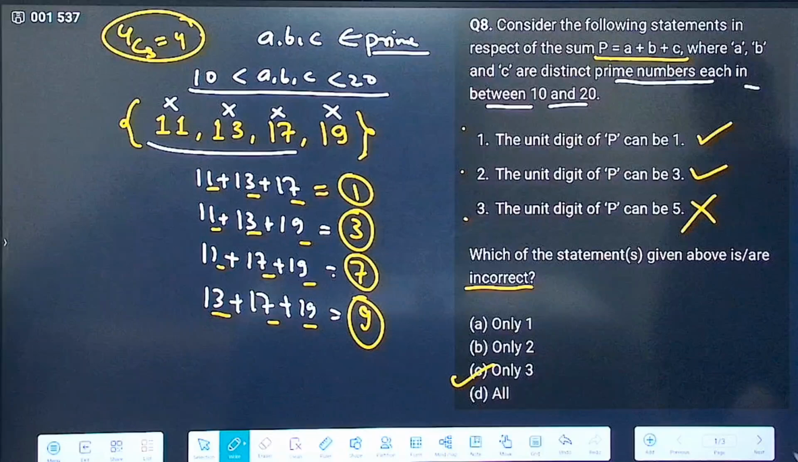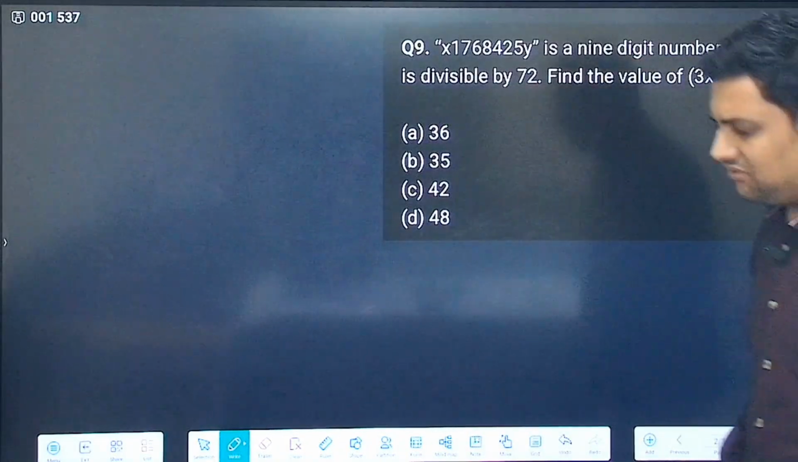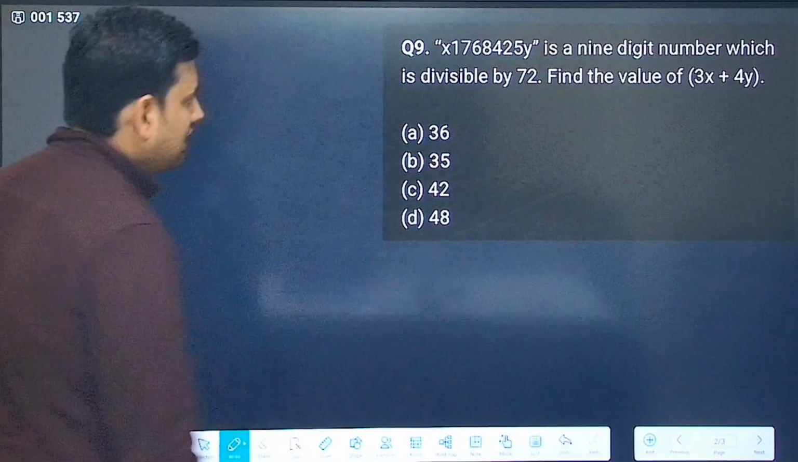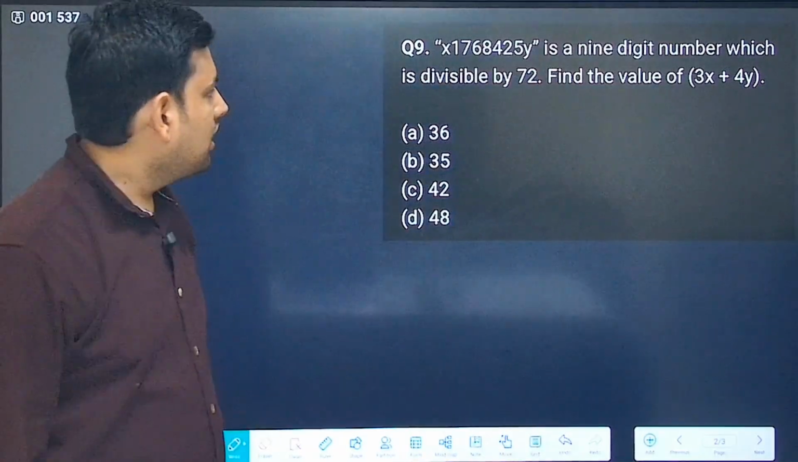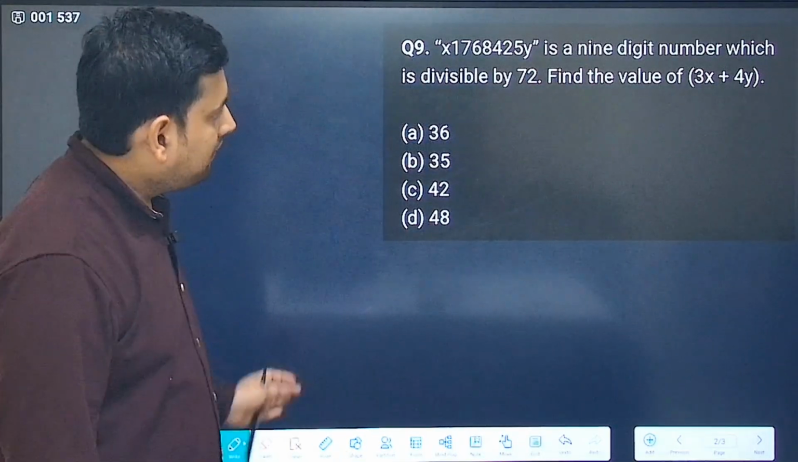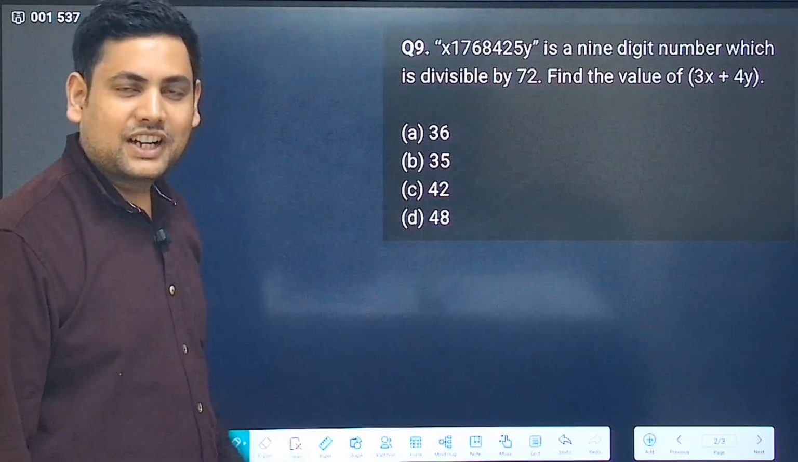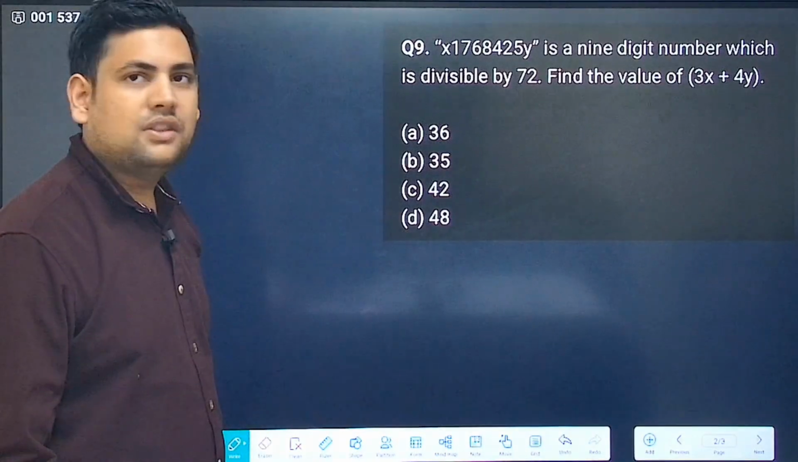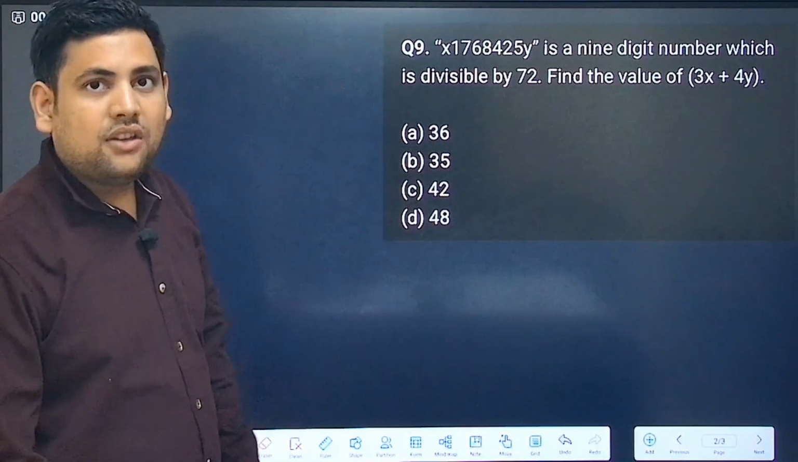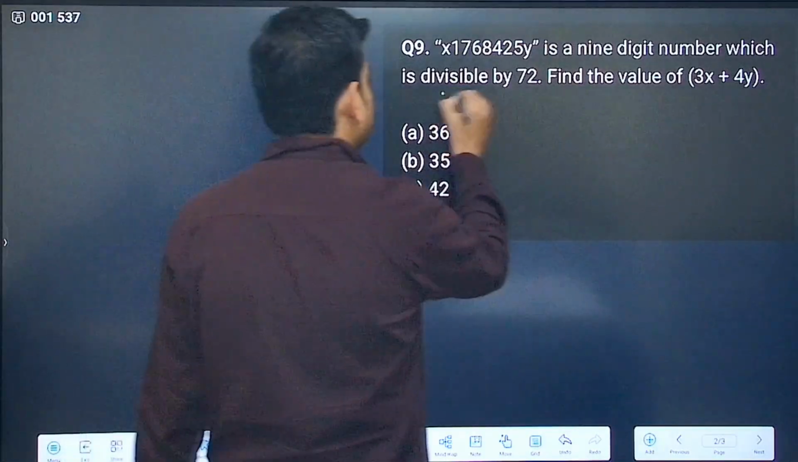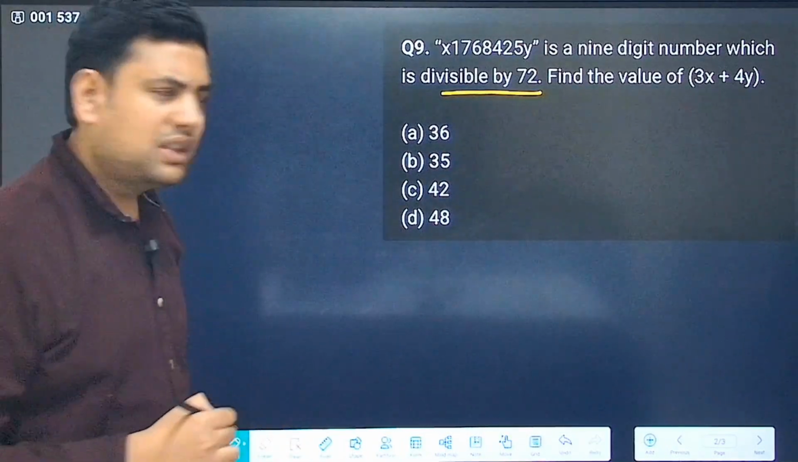Now, next. Again, a very simple question. This is a 9-digit number which is divisible by 72. Find the value of 3x plus 4y. Correct? This is a simple application of what we had learned, which was divisibility of composite numbers. Now, divisibility of composite numbers means what?